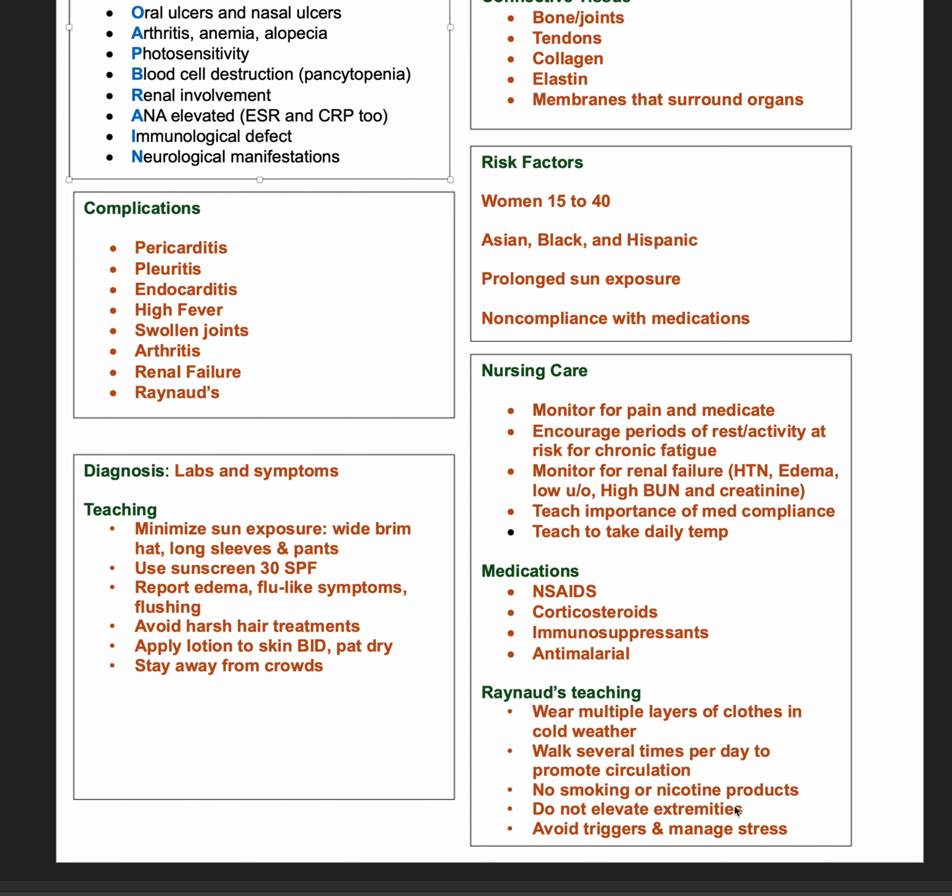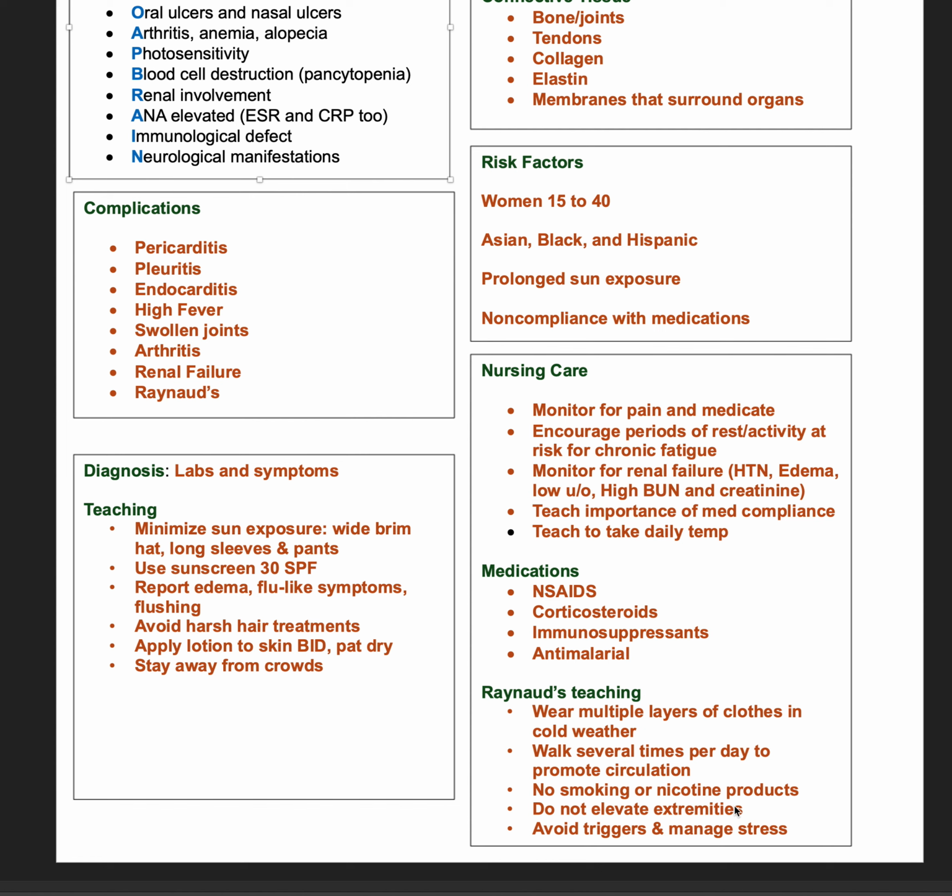So that's super important. Other teaching is that you want to tell patients with lupus to minimize their sun exposure because of that photosensitivity. Wear a wide-brimmed hat, long sleeves, and pants. Sunscreen has to be 30 SPF. Okay, that's very important for anybody at risk for problems from being in the sun. Report edema. You've got to teach them that, and flu-like symptoms. Flu-like symptoms like joint pain, muscle pain, fever, could indicate that they're about to have a flare-up, an exacerbation of their lupus.